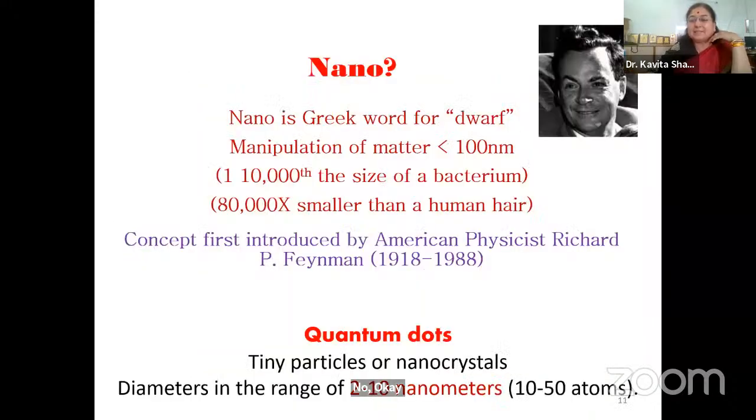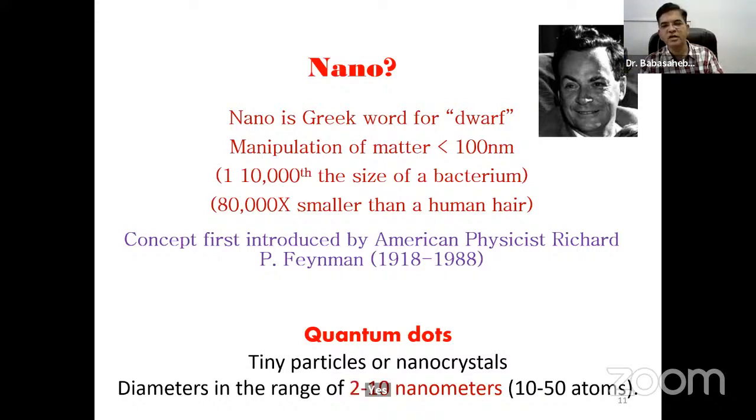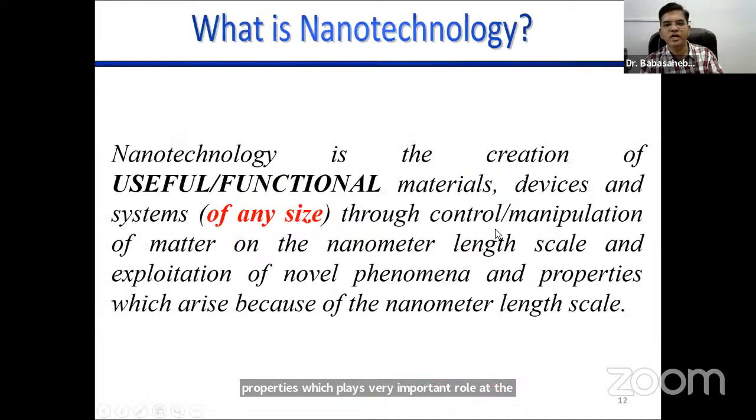Please continue. Okay. So nano, maybe you have heard in many talks, is a Greek word that means dwarf, which is a manipulation of matter having size less than 100 nanometer. But I can suggest regarding the quantum dot. In the next slide you will get the idea, so that you can make quantum dots having size less than approximately 10 nanometer, which can change their properties, which plays a very important role in present technology or maybe future technology as well.